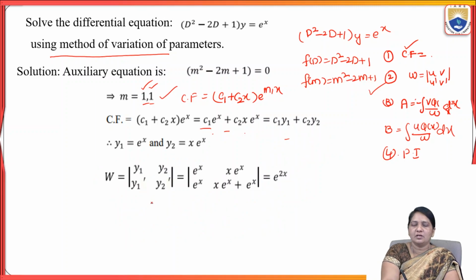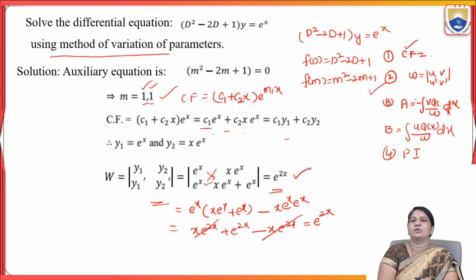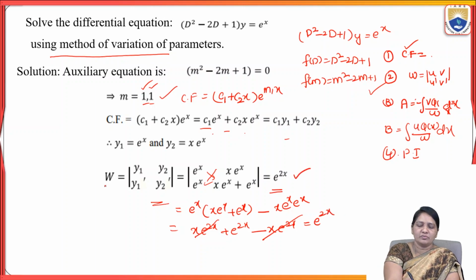Now see, this is the Wronskian value. When we evaluate it, we get e power x into x e power x plus e power x, minus x into e power x into e power x. So x into e power 2x plus e power 2x minus x into e power 2x. These two terms will be cancelled. Finally, what we are getting here is e power 2x. So this is the Wronskian value: e power 2x.